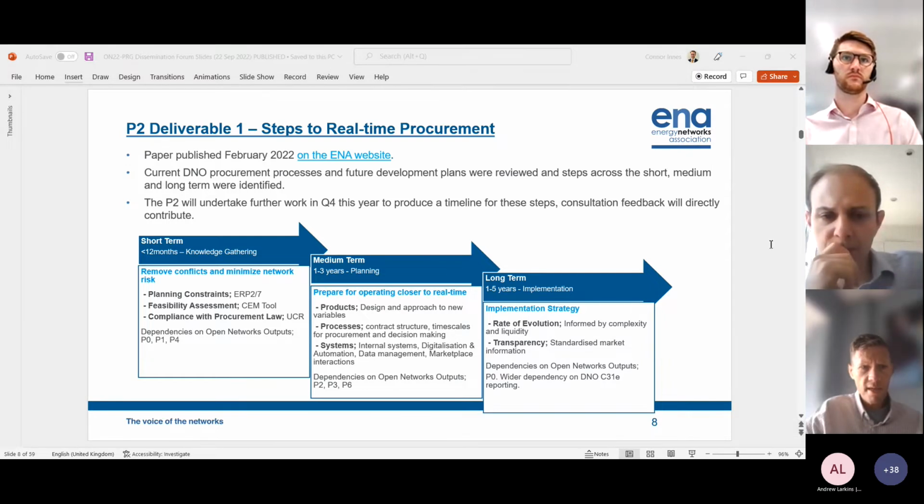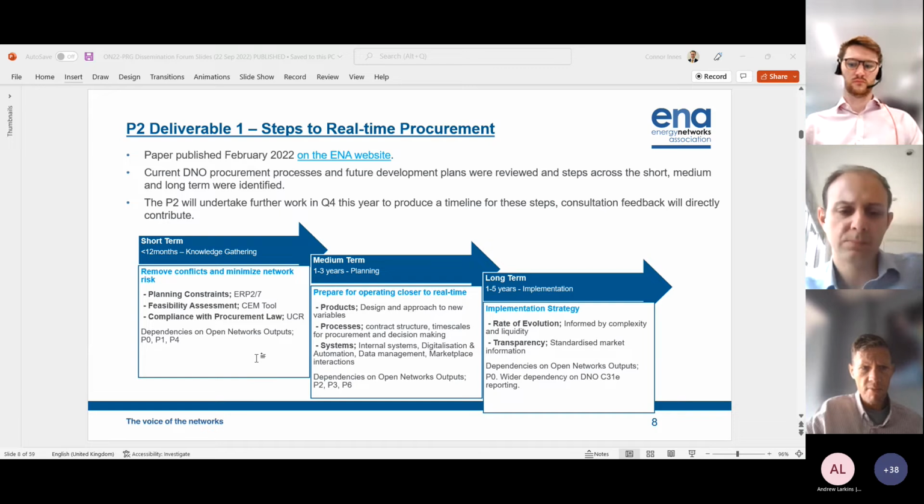Medium term is all about the preparation and planning. Once you've overcome those constraints and any network risks through the short term, we can develop the products, processes and systems to enable that real-time procurement. So it's reaching out to the industry and market participants, developing sustainable products and processes, and making sure we can actually use them within the systems we've got or develop new systems. Again, this is heavily dependent on the outputs from other products, P2, P3, P6 in particular.